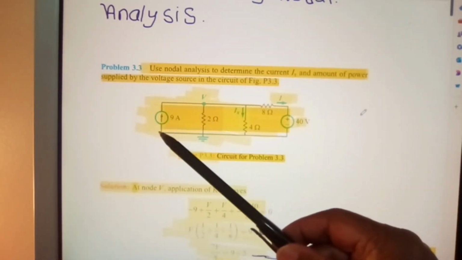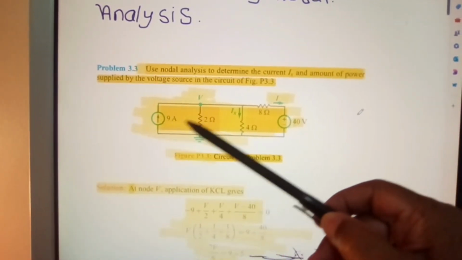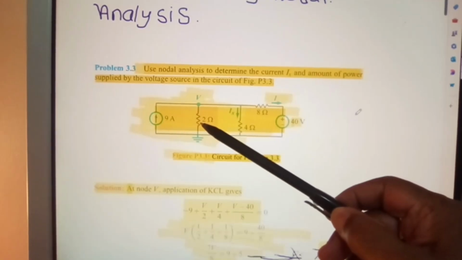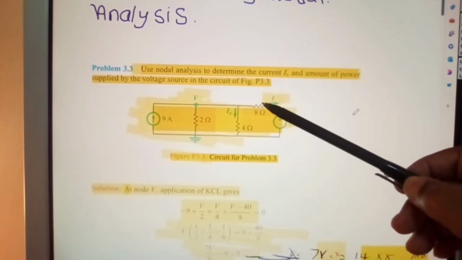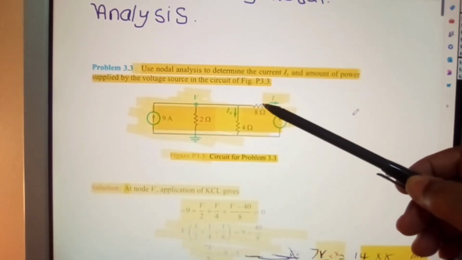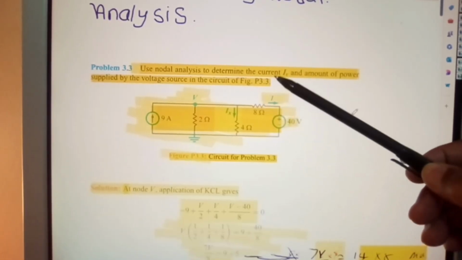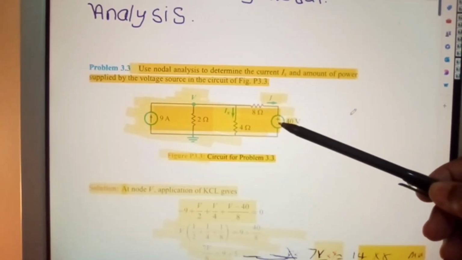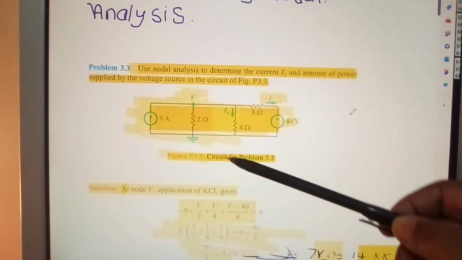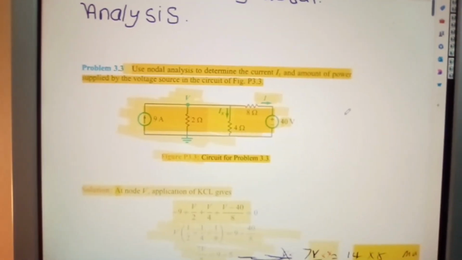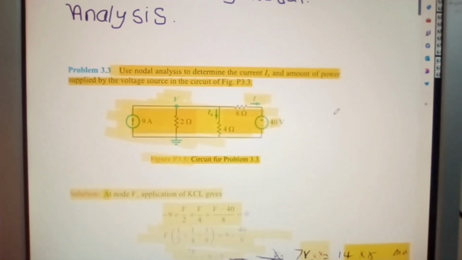Now draw your diagram out. Here you have your source, your resistors. Now I know these are old-fashioned type resistors, but it doesn't matter. They're still representative of resistors. And you have here your second source. Now, solution.